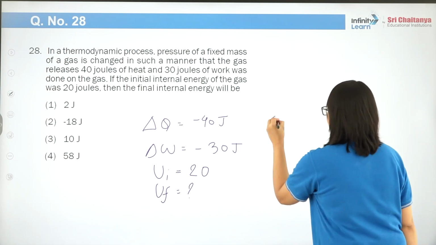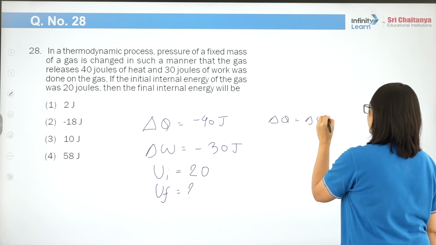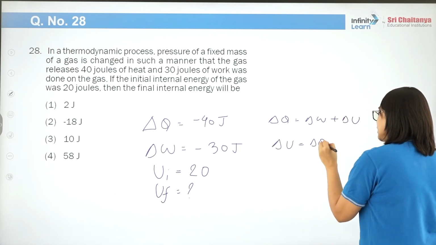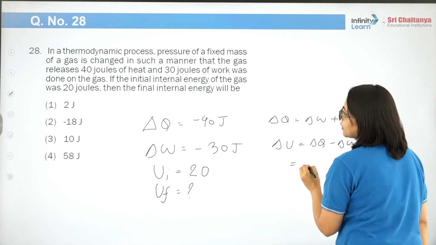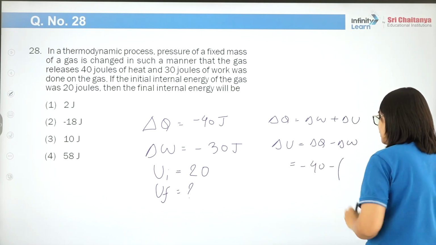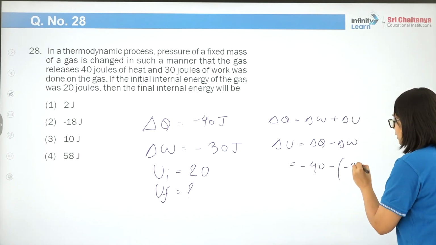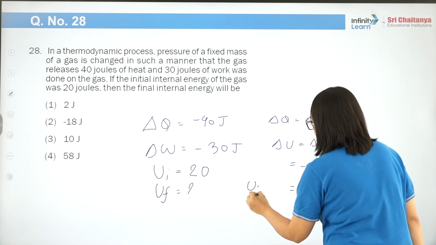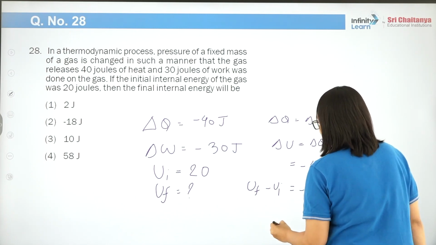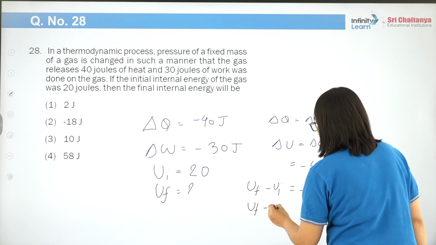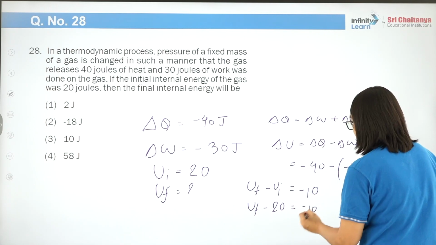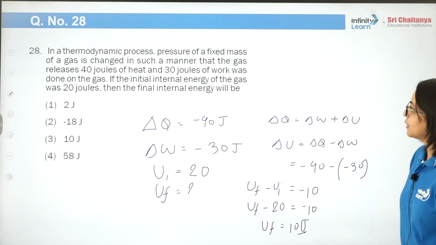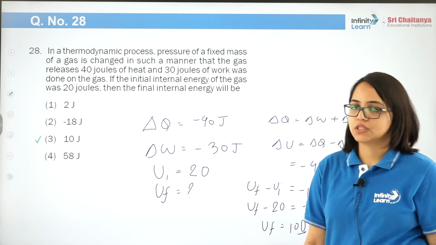Okay. So let's apply the first law of thermodynamics. Delta Q is equal to delta W plus delta U. Change in internal energy is delta Q minus delta W. Delta Q is minus 40, minus of delta W, which is minus 30. So this will be minus 10, and this is U final minus U initial. So U final minus 20 is equal to minus 10. So U final will be 10 joule. So the final internal energy of the system will be 10 joule, which is option 3.